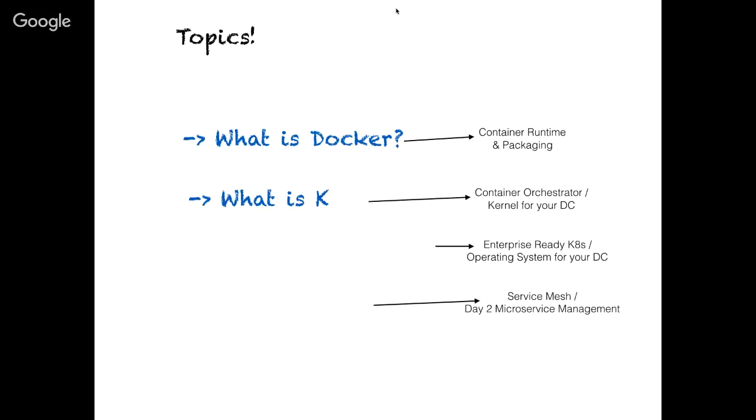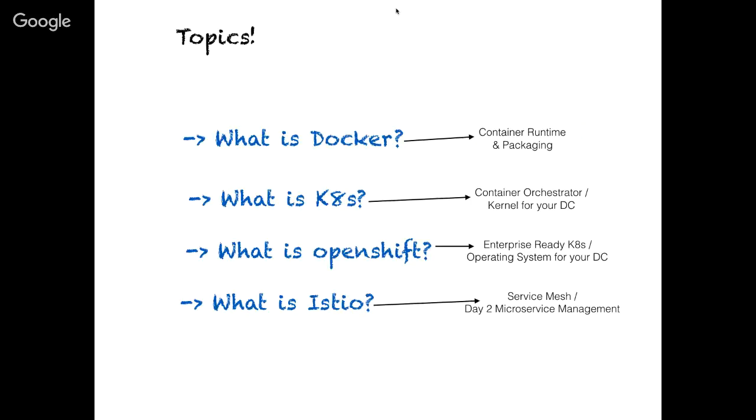This is another analogy I have. What is Docker? It's basically a container runtime and packaging. Kubernetes is basically a container orchestrator. If you want to run containers across thousands of nodes, you need a Kubernetes kind of orchestrator. And OpenShift has taken care of that as well. Okay, so when I say Kubernetes and then OpenShift, it doesn't mean you have two things running. These are actually combined in one thing. So OpenShift is enterprise-ready Kubernetes, and it's like an operating system for your entire data center.